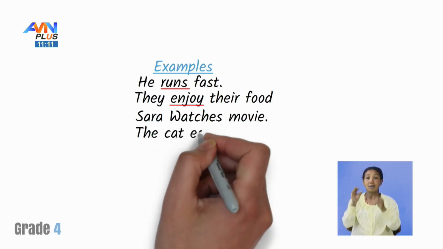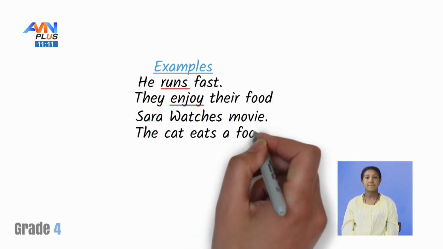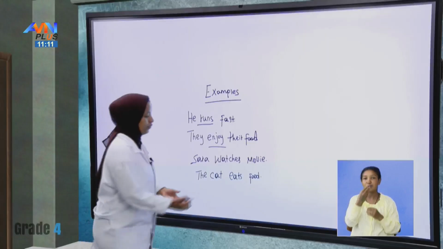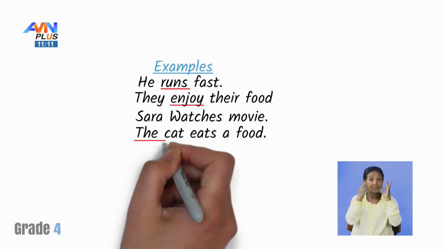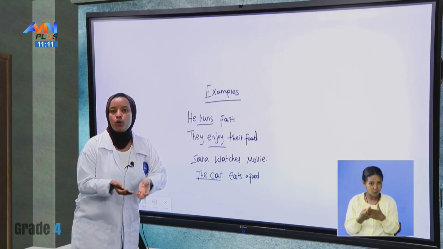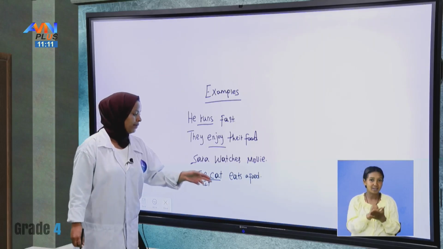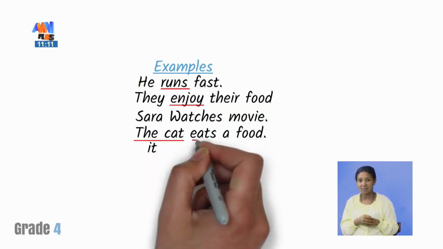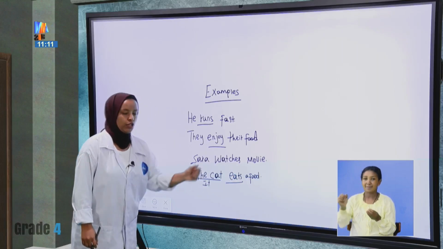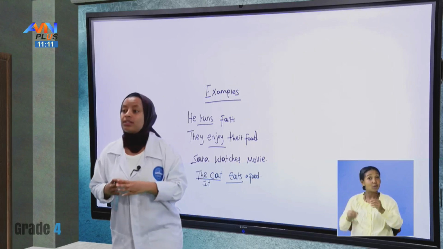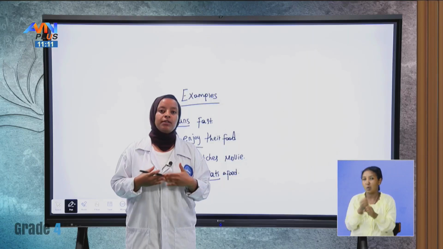The cat eats food. For example, the cat is singular, so it could also be taken as the pronoun it. So the cat eats food. At the end of the base verb eat, we just add what? S. So students, when we come to simple present tense, we use it mostly for habitual action or repeated action.